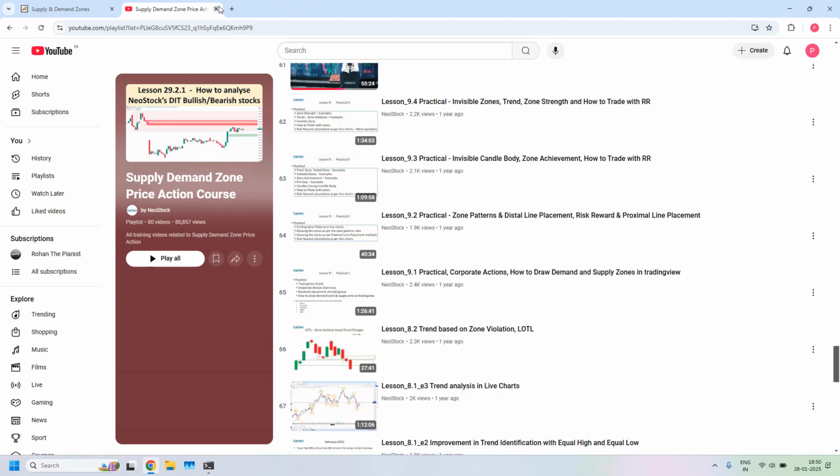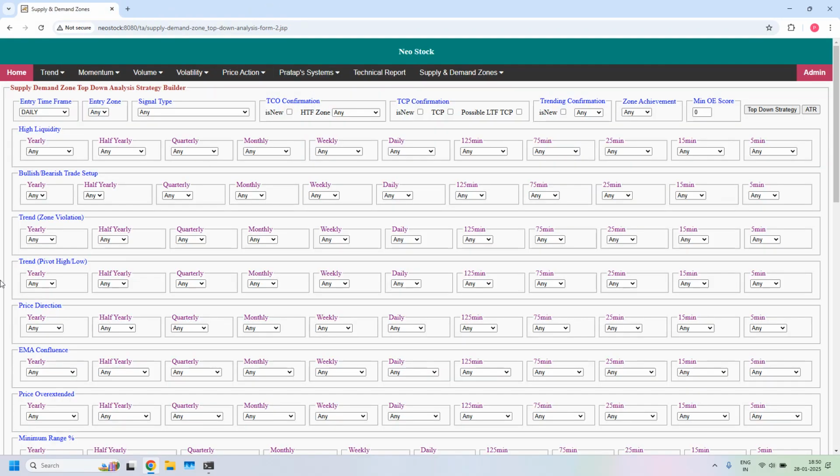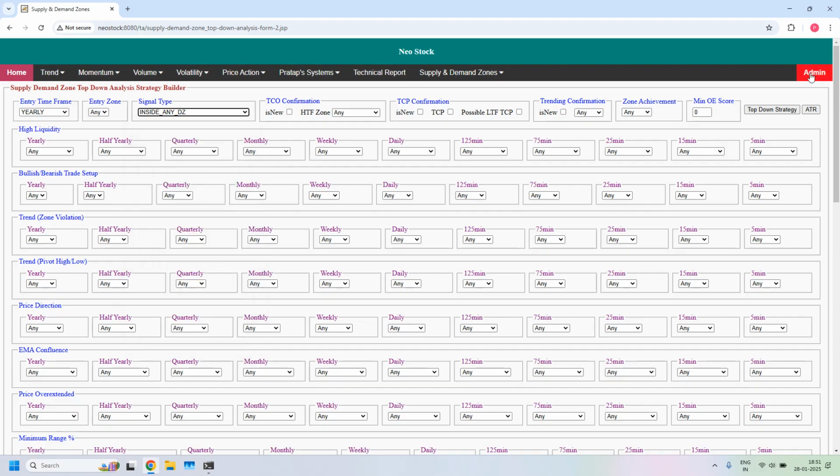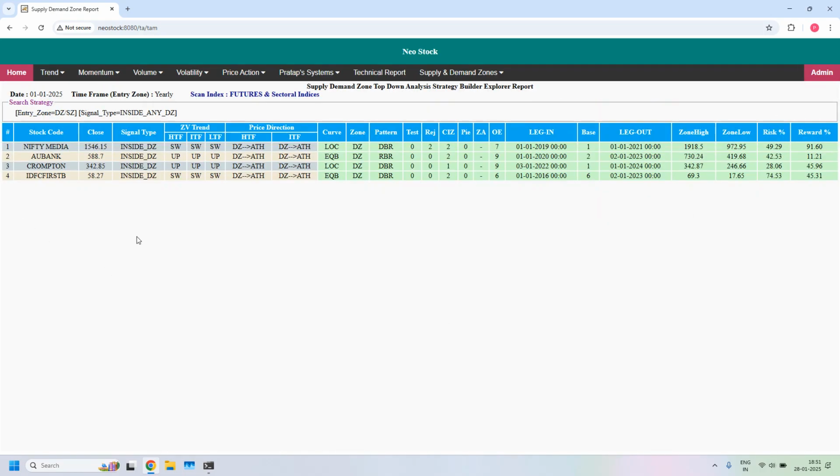Now let's get into the report generation. I'm going to generate stocks near demand and supply zones for different time frames, from yearly time frame to daily time frame. I'm also going to generate stocks where price closed inside the demand and supply zones. So let me start with the yearly time frame. Price closed inside the yearly demand zone. We got 4 stocks.